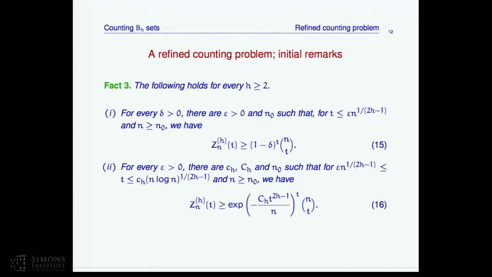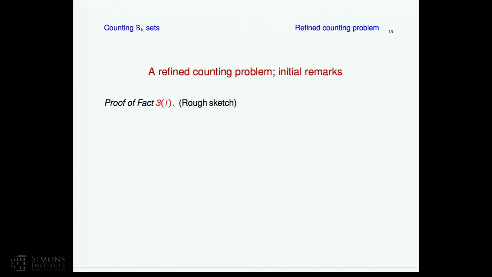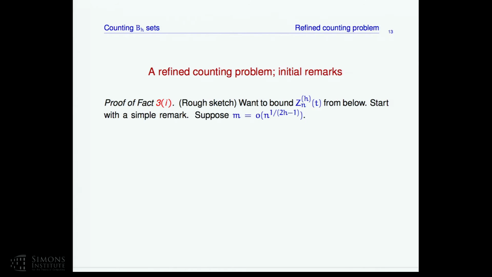Let me just very briefly try to say why you have such lower bounds. I will talk about Regime 1, the case in which t is quite small, so epsilon times this critical power of n. Here's a rough sketch of the proof. We want to bound the number of t-element B_h sets from below. We start with the following simple remark. Suppose m is a number that is a lot smaller than n to the 1 over 2h minus 1, this critical power of n.